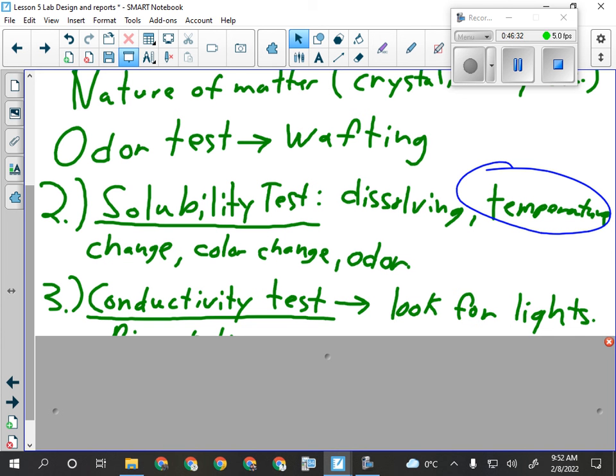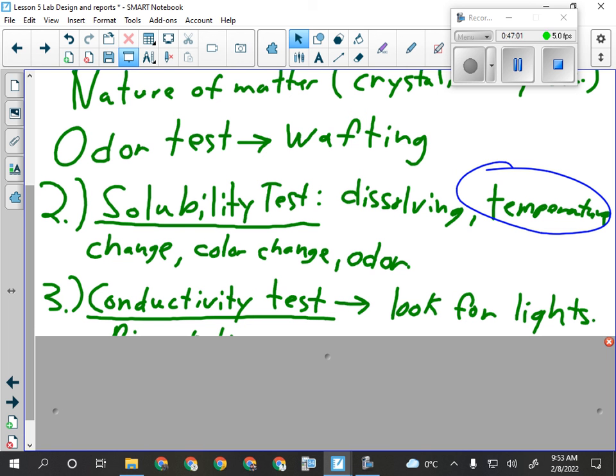What would I want to make sure I do between every single test? Like clean. Yeah. You have to make sure you rinse the thermometer, the stirring rod, which is just a glass rod, and the conductivity tester. If you don't, you're going to contaminate your other solutions, because you're going to bring the conductivity tester, which is still going to have some of those ions or solution on it, and stick it in the next one.